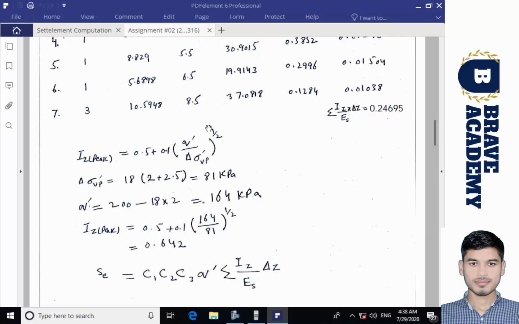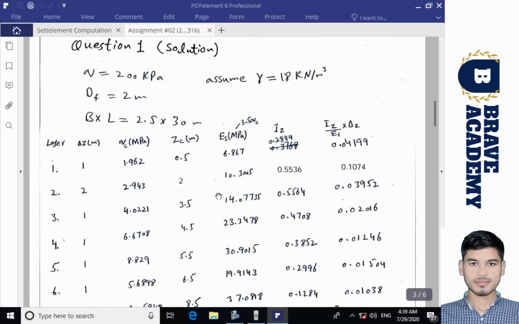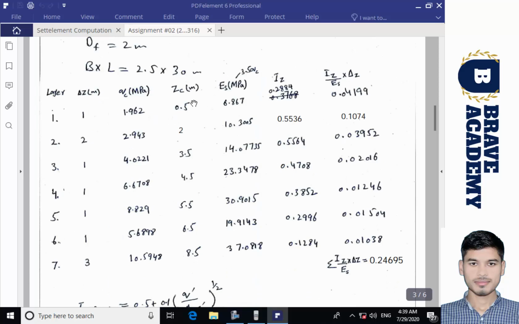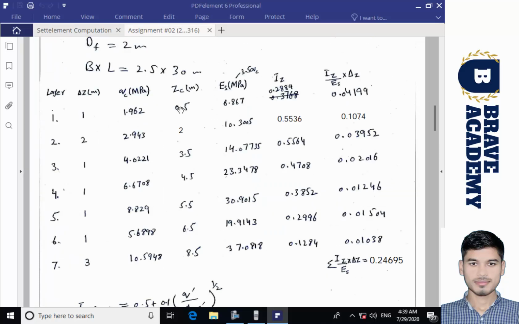Just put the values in this formula. Now q prime is 164 and delta sigma prime Vp is 81. Calculate it, you will get 0.642, that is the Iz peak value. Now we will calculate the Iz value for all layers at Zc depth. Now compute the value for Zc equal to 0.5.